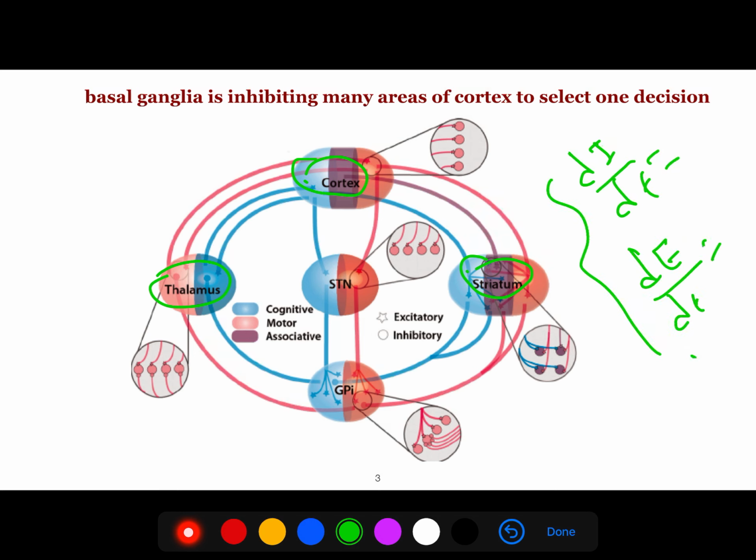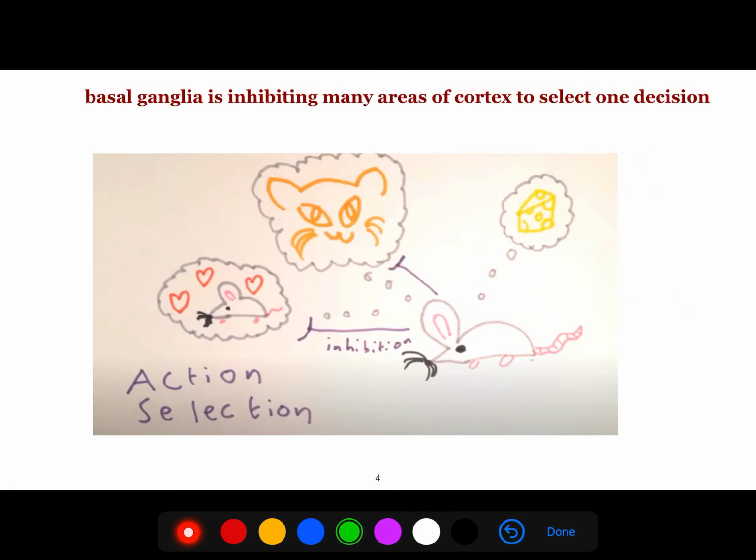This nonlinear dynamical system, now you will see how different regions of the brain are acting, some of them inhibitory at some time, some of them excitatory. For example, basal ganglia is inhibiting many areas of cortex in one decision. For example, a mouse selects whether to think about this danger, a cat, or wants some sinful things such as eating cheese, and inhibition such as loving another rat.